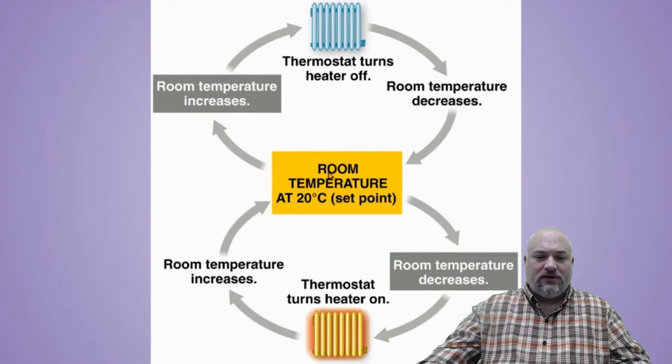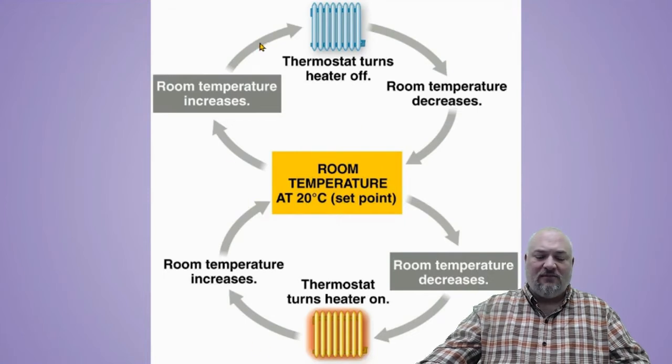Let's say it's a warm day. The sun's coming in through the windows. Room temperature increases. The thermostat shuts off the heater, and then the temperature starts to fall back down. Or on the other hand, if your temperature starts to get too low, temperature is decreasing, we turn on the heater to bring the temperature back up.